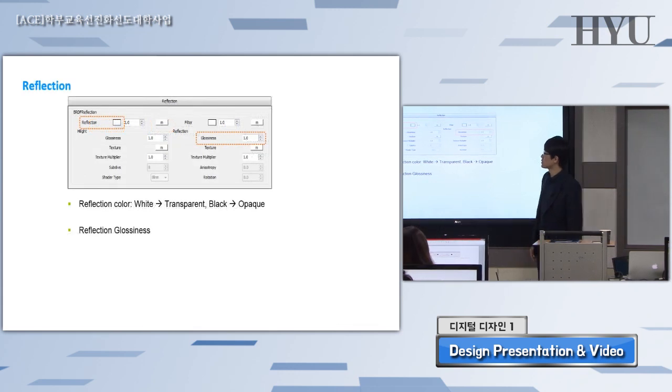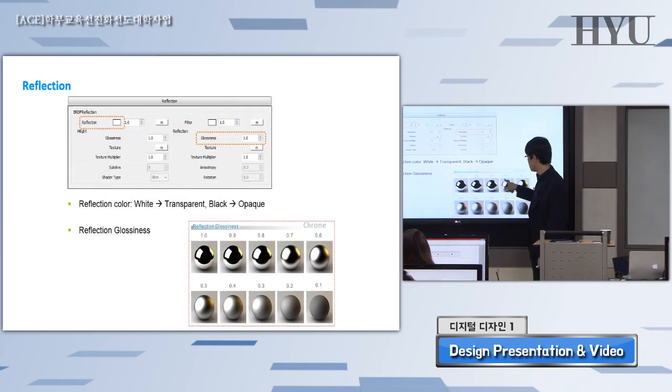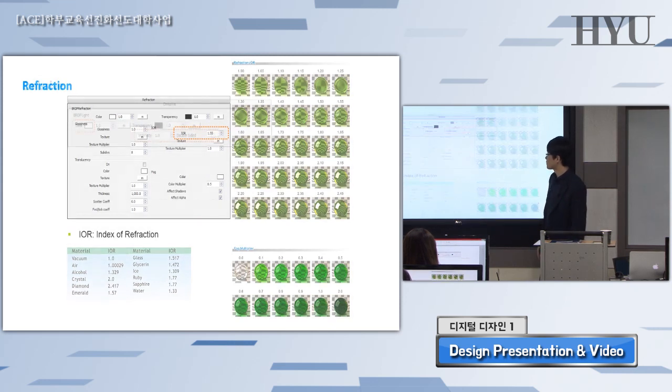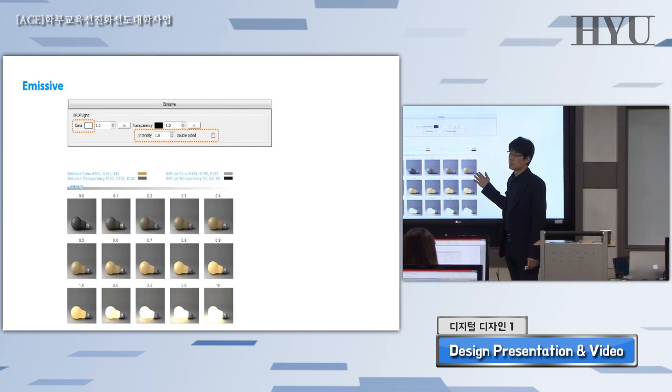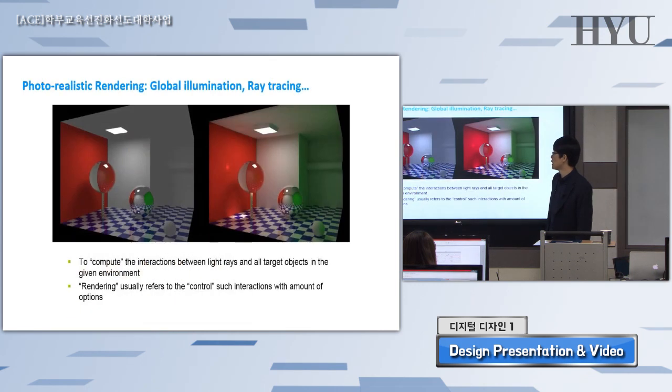photorealistic rendering effects. Reflection, the same. Some glossiness example files. It's actual visualization according to the numbers you put. Refraction, also different refraction effect based upon IOR. Self-illumination also has some variations like this. Not that complicated, just interface issues.